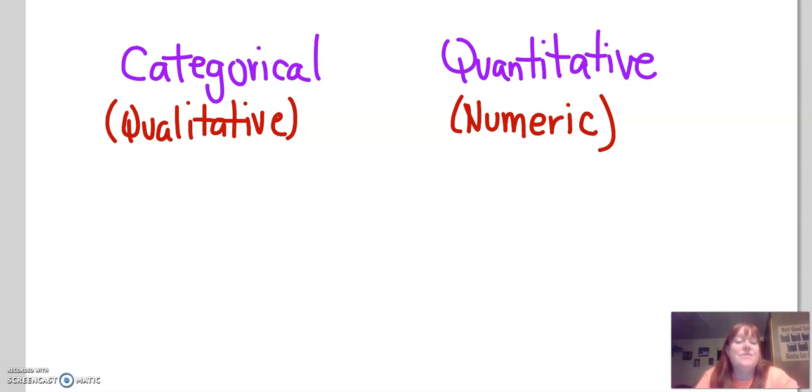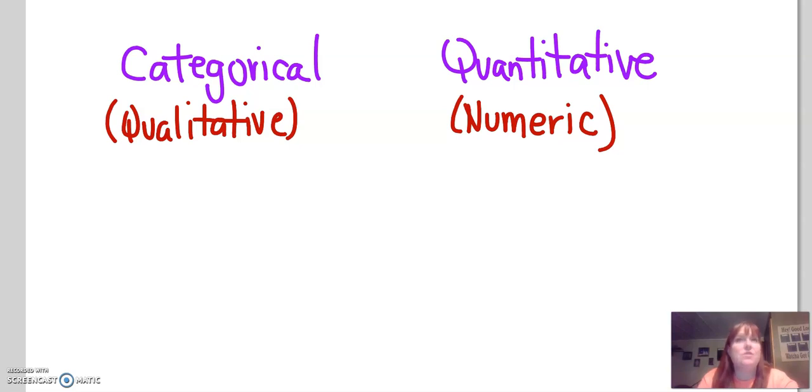In statistics, variables can basically be categorized into two different categories. They're either categorical variables or they're quantitative variables. Categorical variables are sometimes called qualitative variables, and quantitative ones are sometimes called numeric. I'm going to use the ones that are in purple, categorical and quantitative. Just know that you might hear them in other classes in other ways.